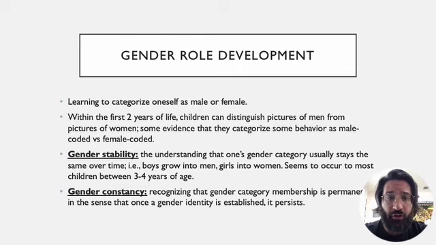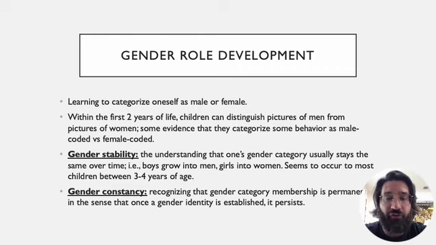So here we'll talk a little bit about gender role development as part of human development. And this is the process of learning to categorize oneself on some sort of gendered basis as either male or female. We'll talk about non-binary gender identities, other kinds of gender identities, transgender gender identities. You know, it starts to become really quite complex.